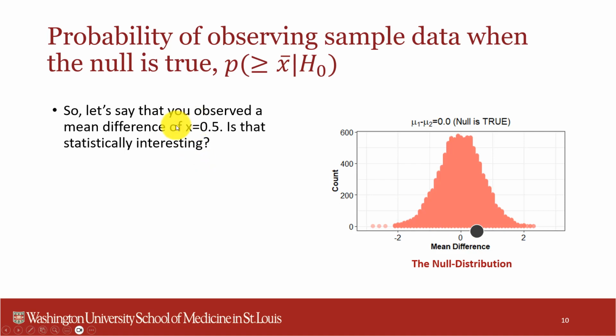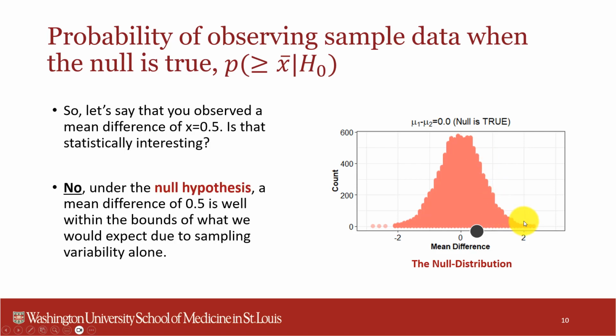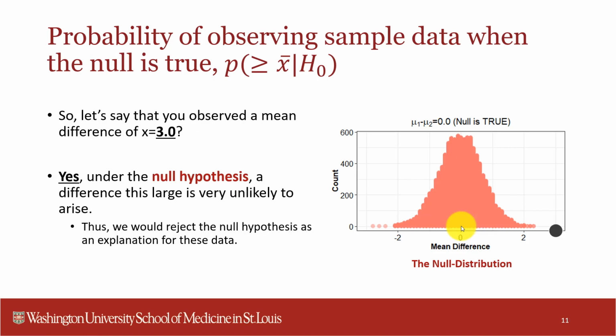So let's say that we observed a mean difference of 0.5. Is that statistically interesting under the null hypothesis? No, under the null hypothesis, a mean difference of 0.5 is well within the bounds of what we would expect due to sampling variability, right? It's super common to get a mean difference of 0.5, even when there truly is no mean difference. So this isn't really statistically surprising or interesting.